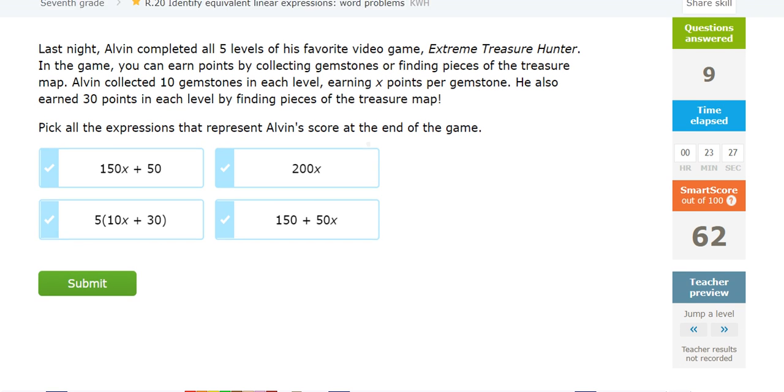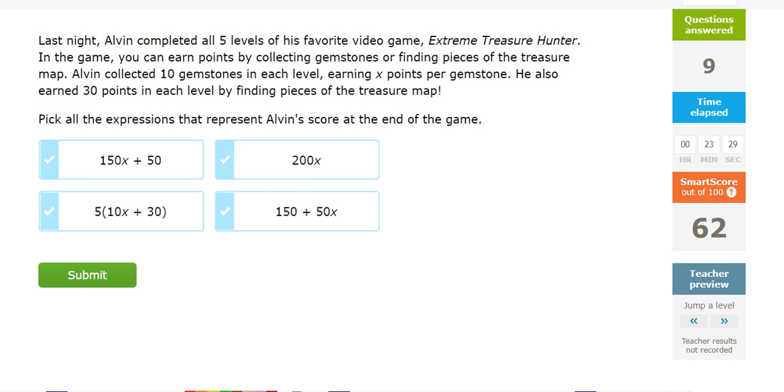All right. Last night, Alvin completed all 5 levels of his favorite video game, Extreme Treasure Hunter. In the game, you can earn points by collecting gemstones or finding pieces of the treasure map. Alvin collected 10 gemstones in each level, earning X points per gemstone. He also earned 30 points in each level by finding pieces of the treasure map. Pick all the expressions.